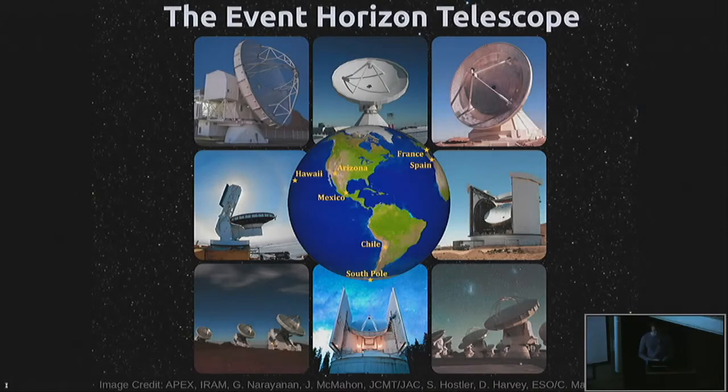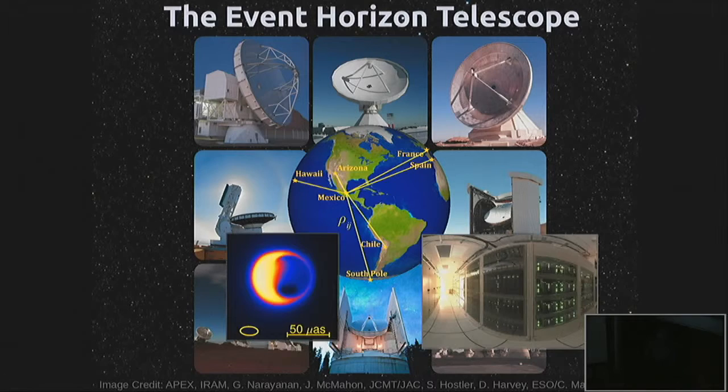So the Event Horizon Telescope is this effort to equip existing sites with the necessary instrumentation to do millimeter VLBI. So this is all the sites that we'd like to add. And the key here is that when we're done, we're going to have an angular resolution of something like 20 microarcseconds, which is comparable to the size of the event horizon of our galactic center supermassive black hole. So we want to make pictures of a black hole.